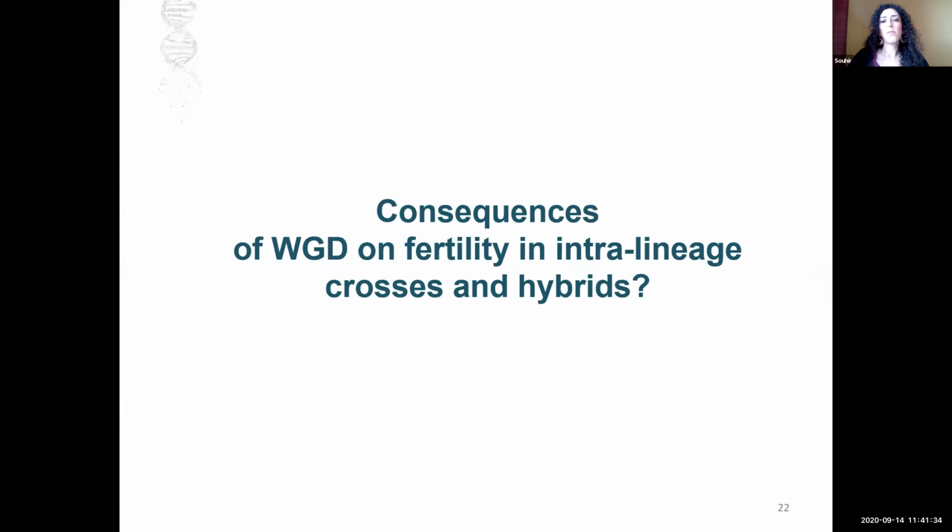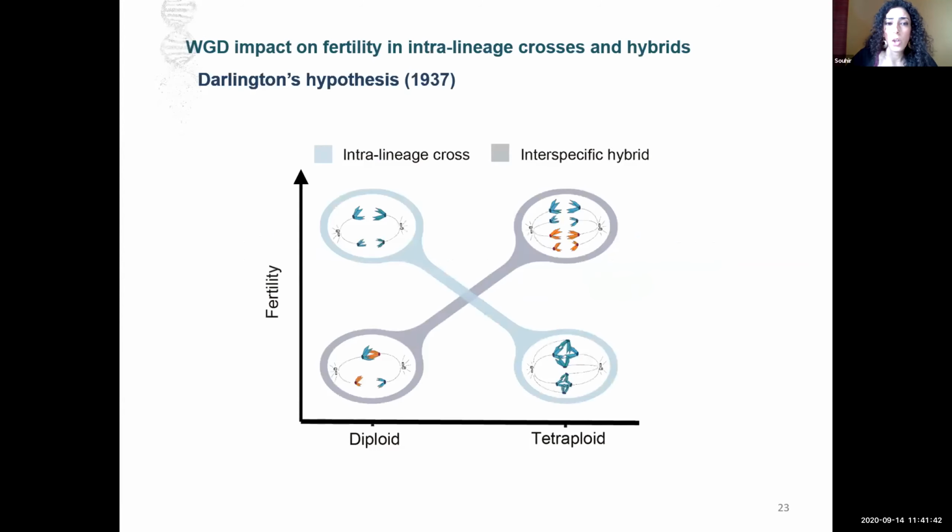Then we tried to investigate the consequences of whole genome duplication on fertility in intralineage crosses and hybrids. So Darlington, in 1937, proposed that there is an inverse relationship between the fertility of a diploid hybrid and the tetraploid to which it gives rise.